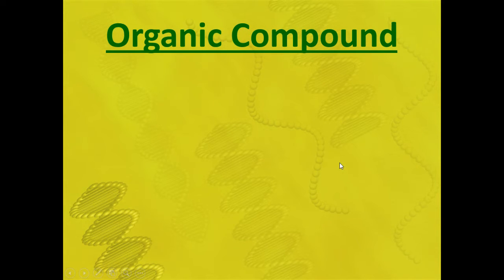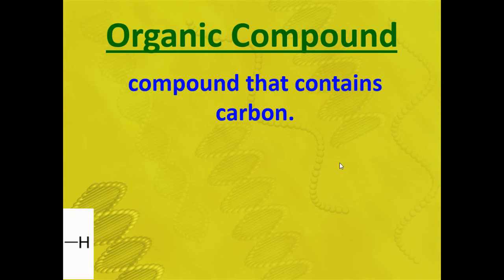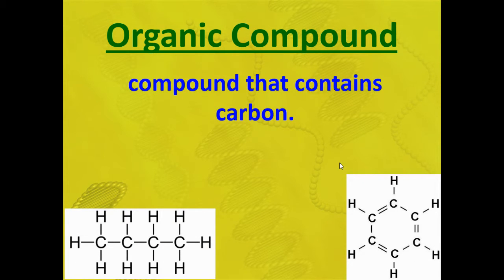Alrighty, so the first term is organic compound. So in your Google Doc, you would want to type out organic compound and then put a dash. This is a compound that contains carbon. Now, if you want to just say contains carbon, you could do that. So you could cut out some words to make it a little more simple for yourself. Organic compound is going to contain carbon.